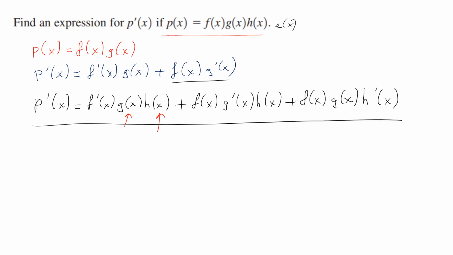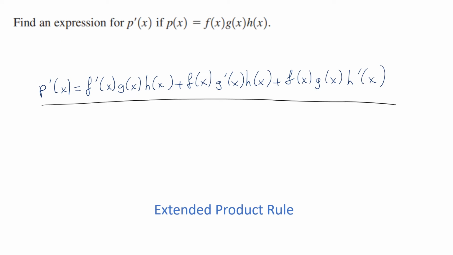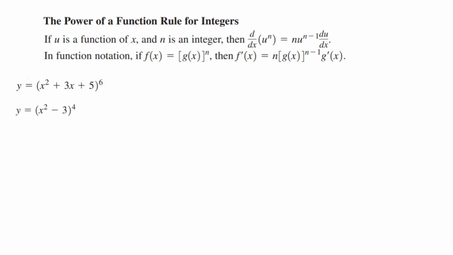It's probably going to go max to 3. So keep in mind, this formula is also called the extended product rule because we're basically applying the product rule but extending it. So we might also say use the extended product rule, so don't get confused by the term. There's also another thing called the power of a function rule for integers.